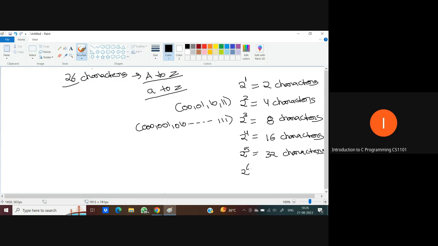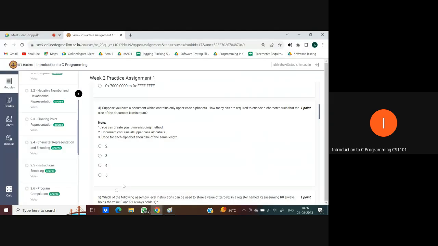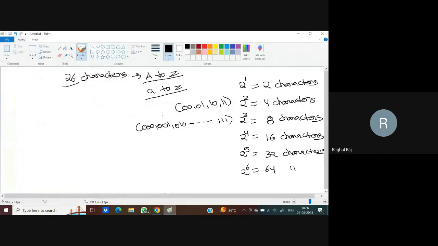If we have 2 power 6, we can encode 64 characters, right? So this is how you find out how many characters you can encode if you have so many bits available. Coming back to our question, here we have to encode how many characters? 26. We have to encode 26 characters.